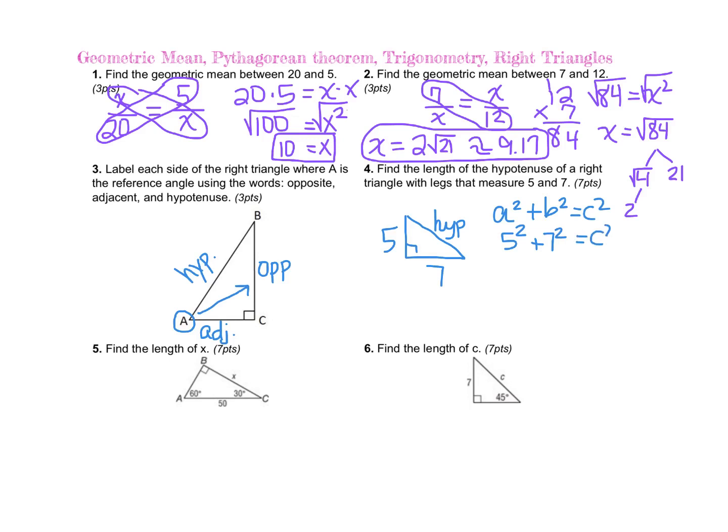So 5 squared is 25 plus 7 squared is 49. So then I would want to add these together. So I get c squared is equal to 74. And then I would want to take the square root to solve for c. So you could say that c is equal to the square root of 74. If you plug that into your calculator to convert that into a decimal, it's about 8.6.